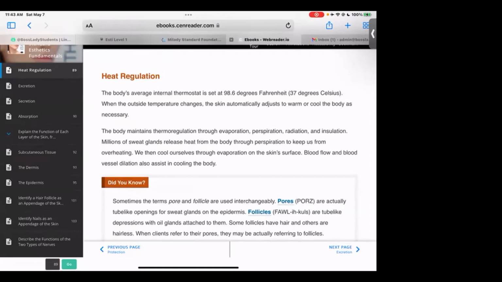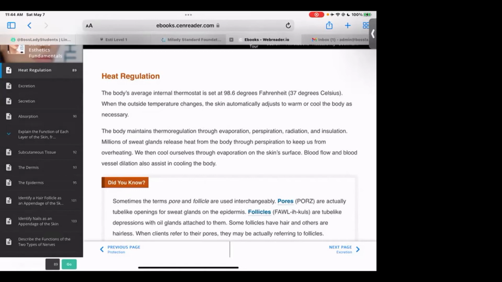There are millions of sweat glands that release heat from the body through perspiration to keep us from overheating. We then cool ourselves through evaporation on the skin surface. Blood flow and blood vessel dilation also assist in cooling the body. So a client comes in and they say, I am sweating profusely and it's impacting my day-to-day life.